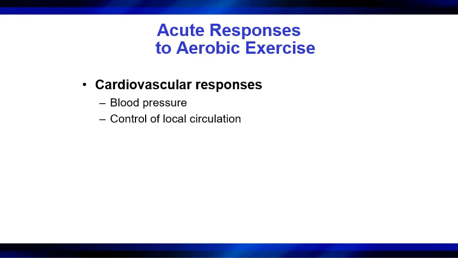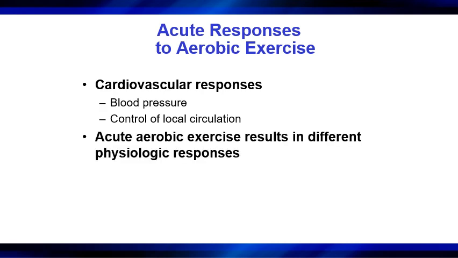So when you exercise, you need increased blood flow to the working muscles. That means the blood vessels going to the working muscles are going to dilate, so more blood can get there because they need more oxygen. Meanwhile, for everything else, the blood vessels are going to constrict, so local circulation is going to regulate that.